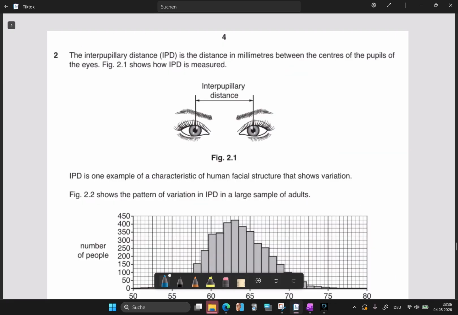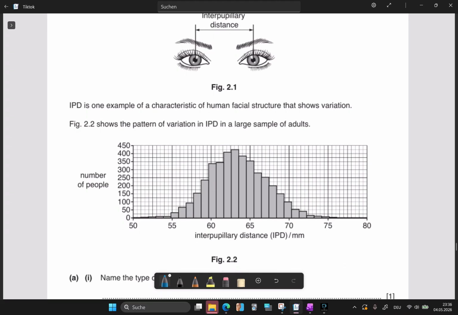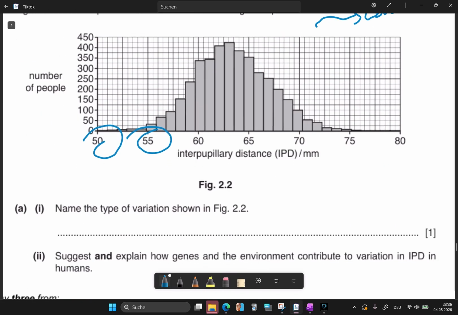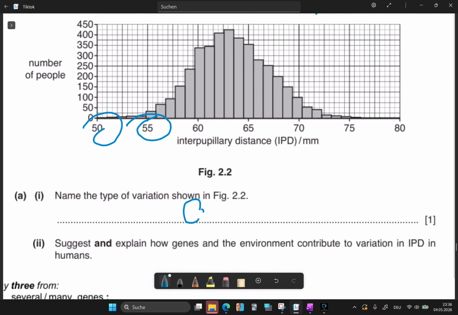The next question is also a common question. It's telling us that the interpupillary distance is the distance in millimeters between the centers of the pupils of the eyes. Okay, and it's showing us the interpupillary distance in different people, okay? And you can see it clearly on a histogram. So whenever there is data on a histogram or a bell graph, this means that it is a continuous variation, okay? Because you can clearly see a range. So, name the type of variation. As I said, it is a continuous variation.